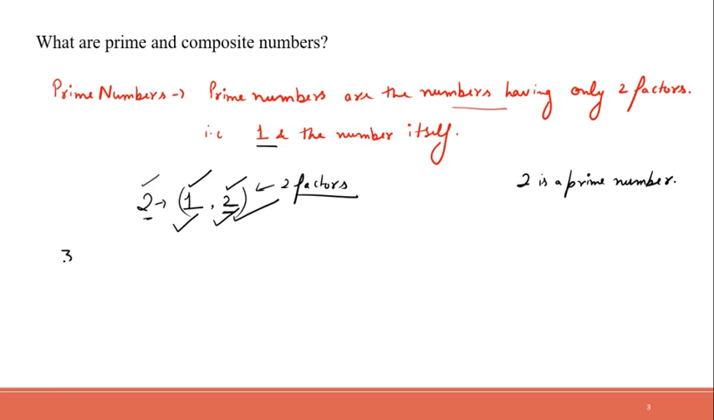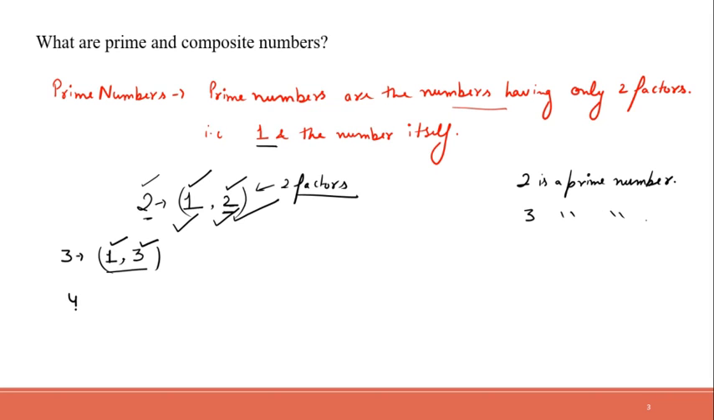Now let's come to 3. Tell me the factors of 3. 1 then 2. If I divide 3 by 2, I'll get a remainder of 1. That means 2 is not a factor of 3. Now let's come to 3. So we have only two factors here, this 1 and 3, the number itself. So we can say that 3 is also a prime number, right? 3 is also a prime number.